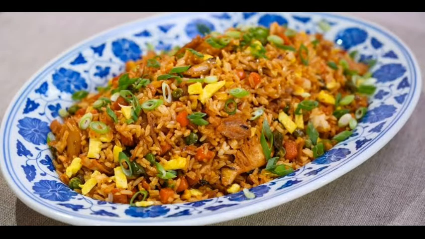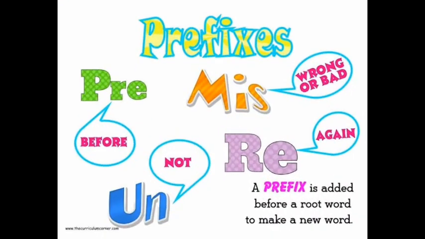So I am not talking about compound words, but prefixes, which are smaller words. They are morphemes. They are the smallest units of a word added to the beginning of another word to change the meaning. So I'll be giving you some examples of these prefixes.